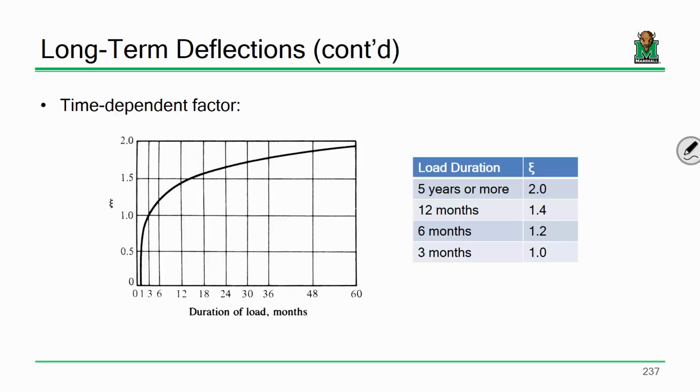Here's a few key values. So if it's on there for 3 months, our adjustment factor is 1. 6 months, it's about 1.2. 12 months here, it's about 1.4. 5 years or more. Anything else, you can interpolate it from the graph.